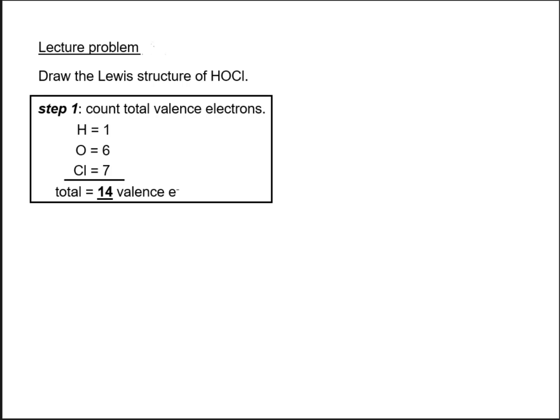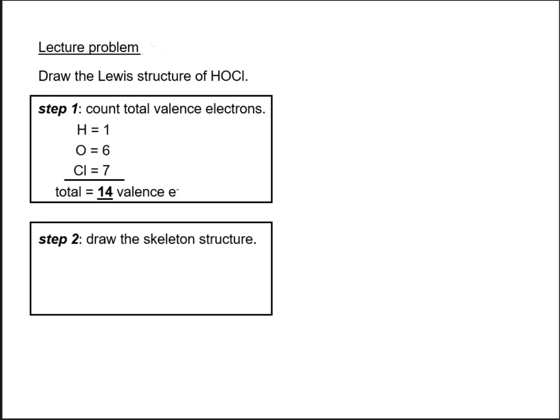What this means is that we've got to use these 14 valence electrons, share them in a way that after we're done, oxygen is octet, chlorine is octet, and hydrogen is duet. And we have only 14 valence electrons available.